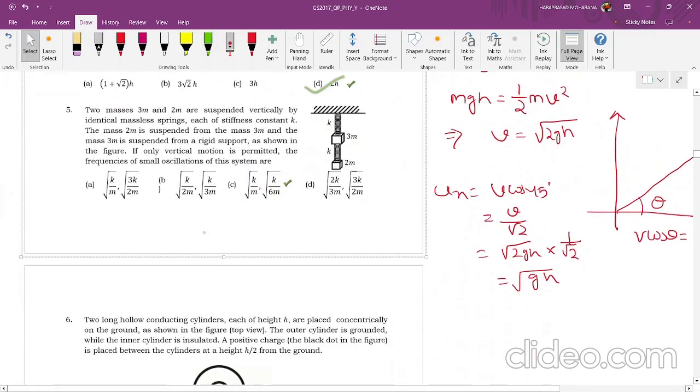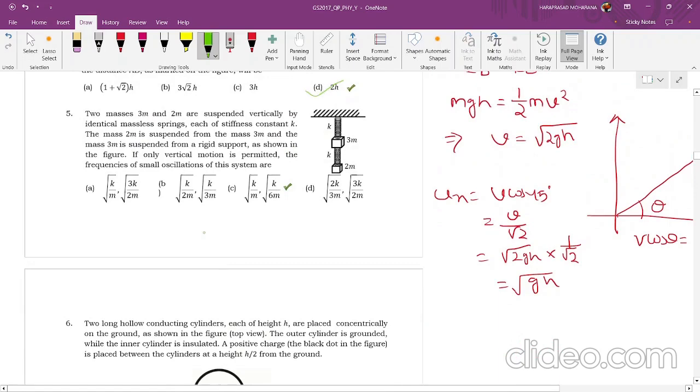Okay, so the next one is a very easy problem. The next problem is like this: two masses 3m and 2m are suspended vertically by identical massless springs, each of stiffness constant k. That is your spring constant, also k. The mass 2m is suspended from the mass 3m, and the mass 3m is suspended from a rigid support, as shown in the figure. If only vertical motion is permitted, find the frequency of small oscillation of the system.